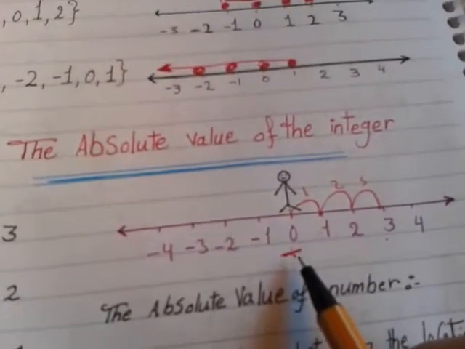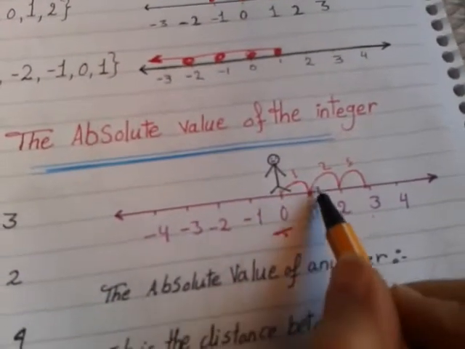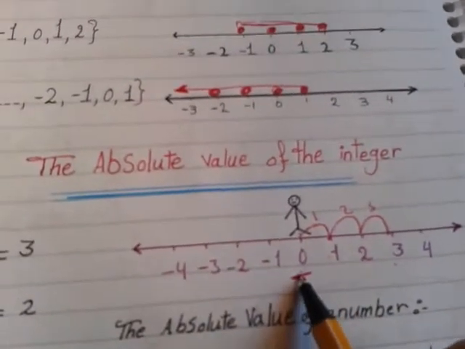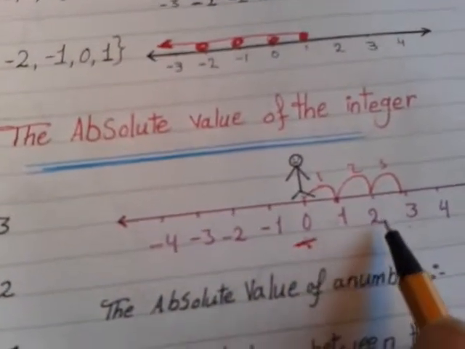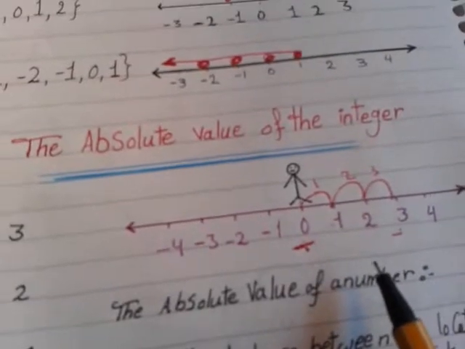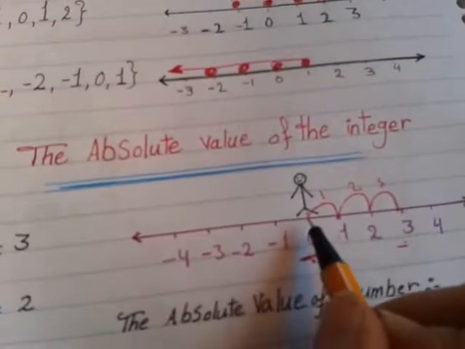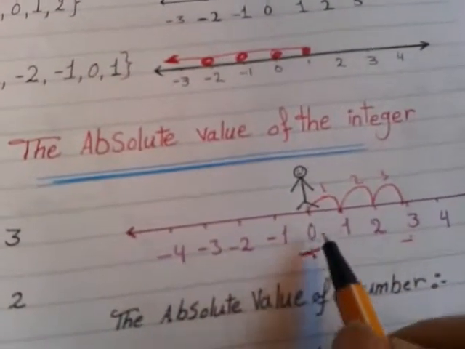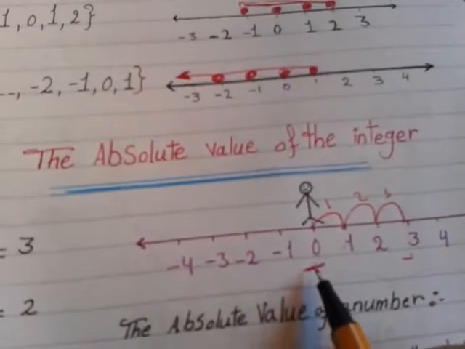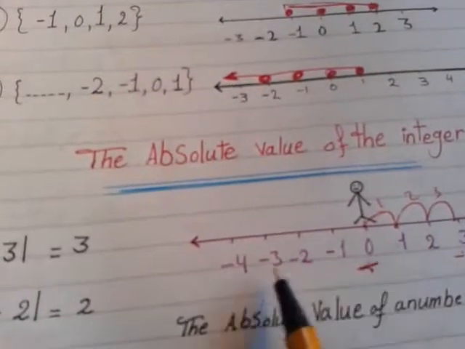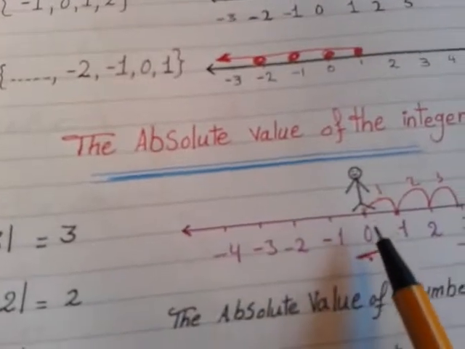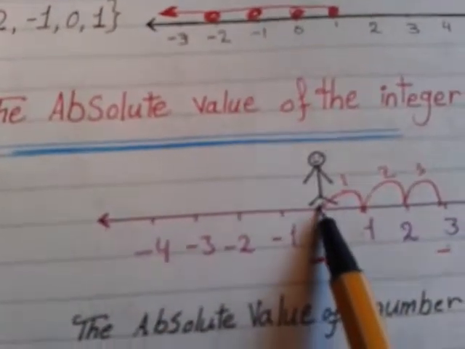So he needs to make 3 steps to reach number 3 from 0. If he stopped at 0, I need him to make jumps to reach number 3. He has to make 3 jumps or 3 steps to reach number 3. Okay. The same Mr. Khaled, I need him to make another 4 jumps. But these 4 jumps are to reach negative 4.